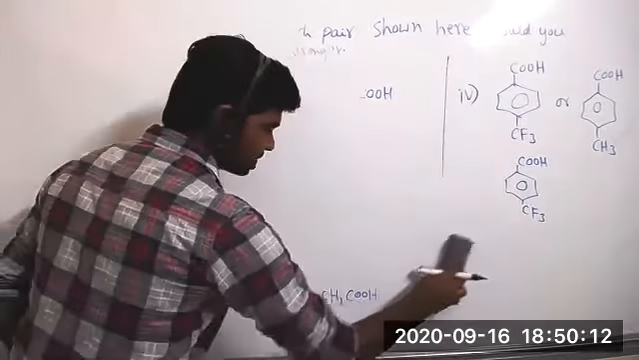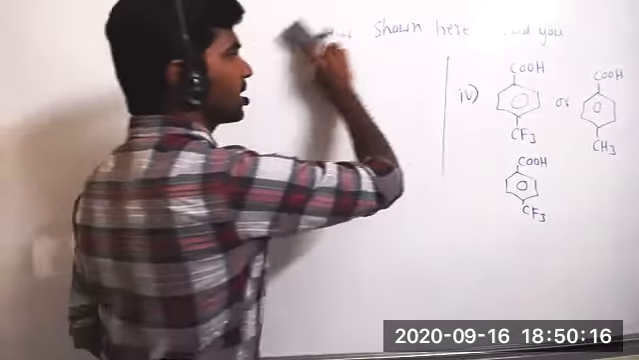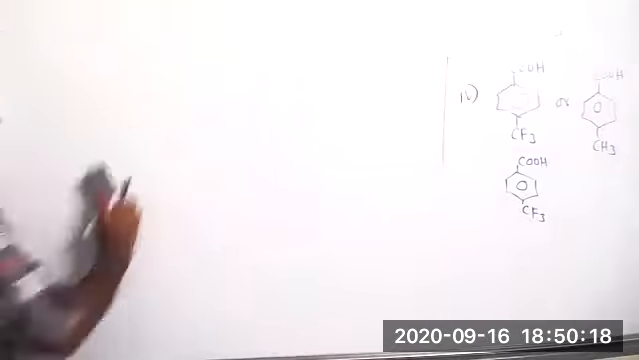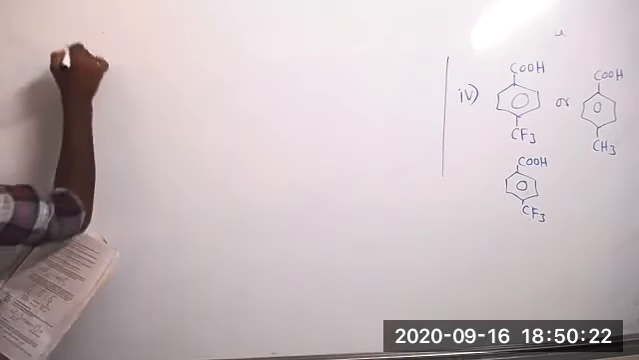So second, this first one is acidic character. Chemical reaction with metals and acidic character is first reactivity. Second point is formation of anhydrides.